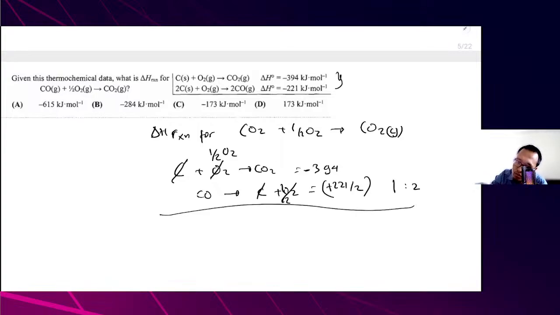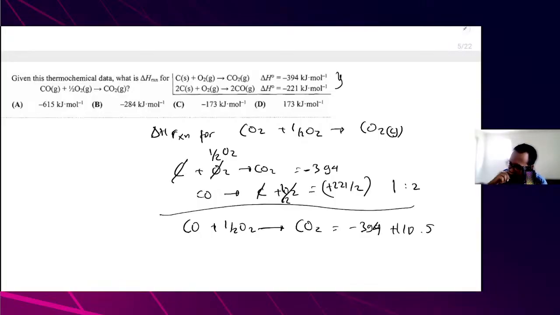So now we just want to put in over here CO and half O2 giving CO2, and then minus 394, and let me think, 2 to 1, right? 2 to 1 divided by 2, it will be 110.5. Okay, so the answer will be minus 288.5. So the answer will be P for the last part of the study questions.